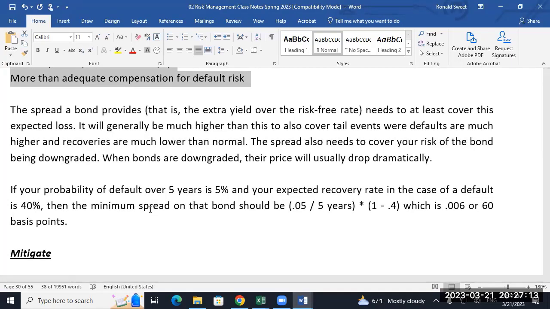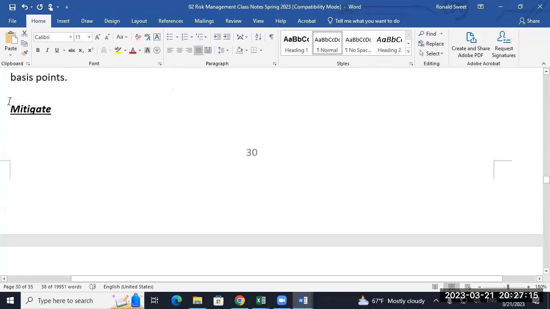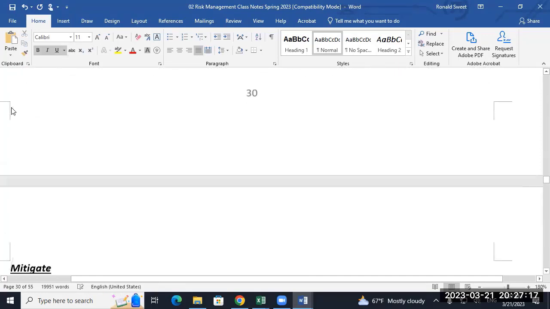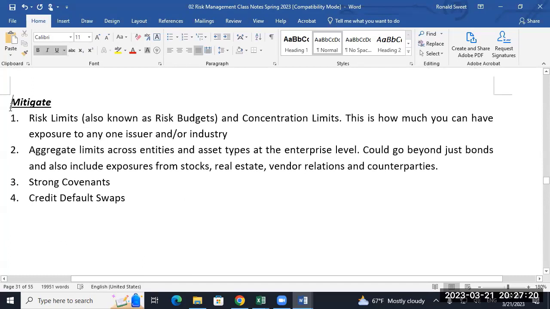All right, let's get into mitigation. We're running low on time, so I'll show you an actual exam math question next class. So how do you mitigate it? Risk limits and concentration limits. It can be to any one issuer. It can be by industry. I should have put in here by rating as well.